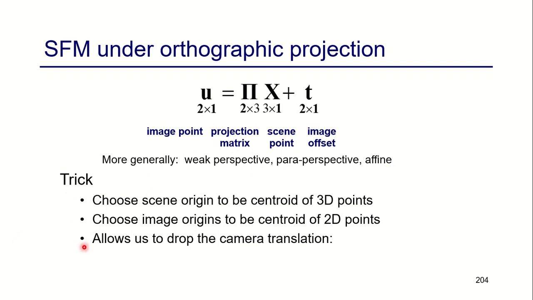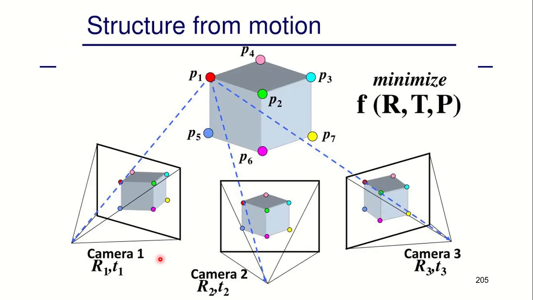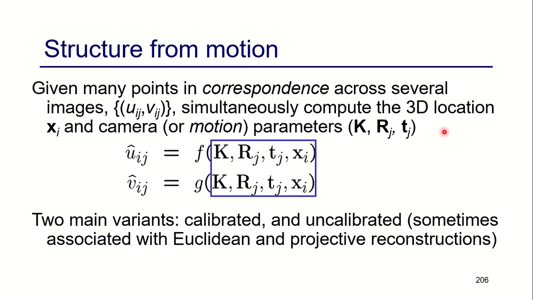And the trick is to choose the scene origin to be the centroid of the 3D points, and choose the image origin to be the centroid of the 2D points, which allows us to drop the camera translation. So U (2x1) will be equal to Pi (2x3) times X (3x1). So in structure from motion, you have different angles for a particular point, and then you minimize the function f of R, t, P.